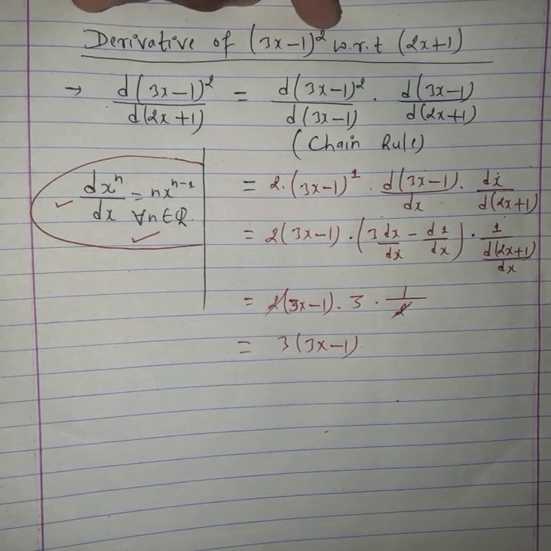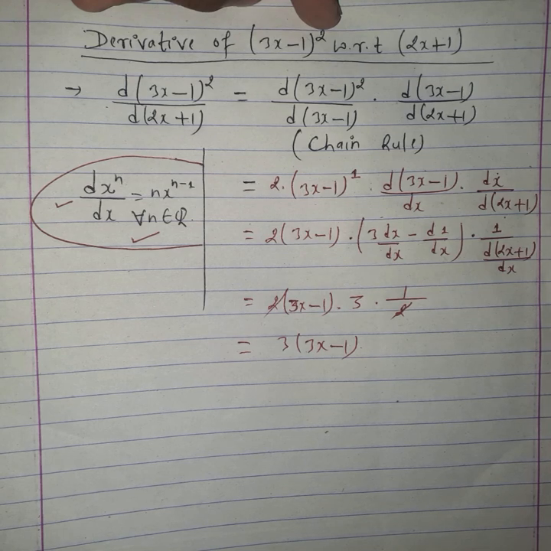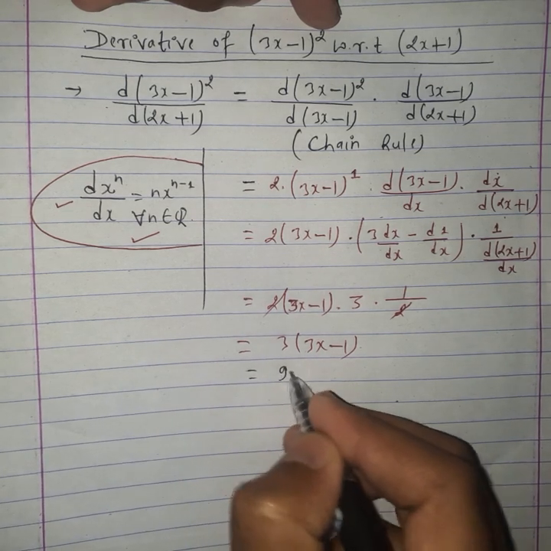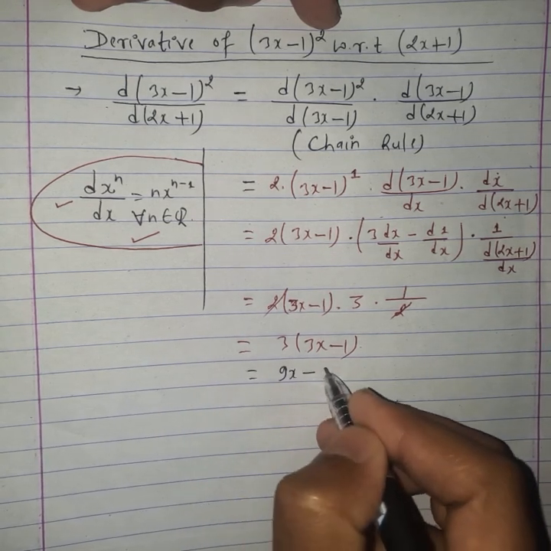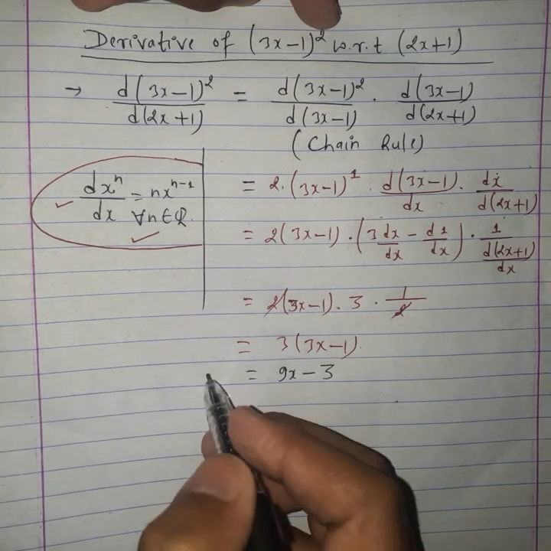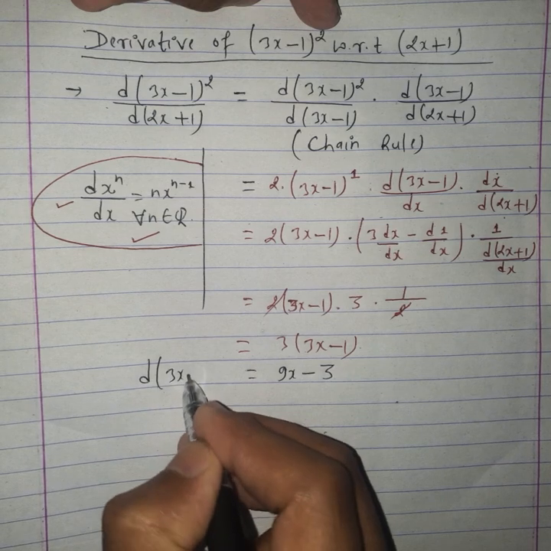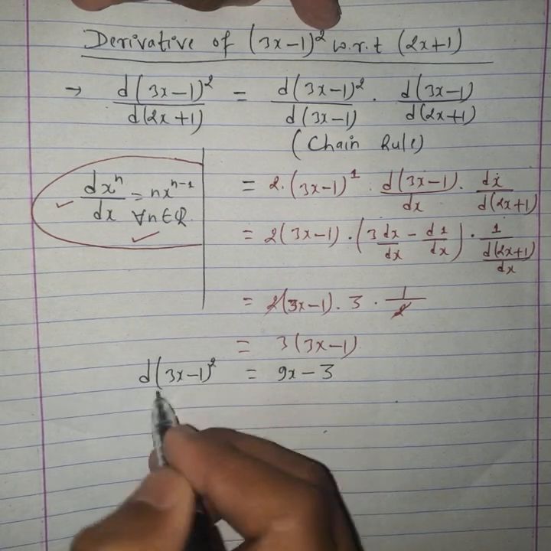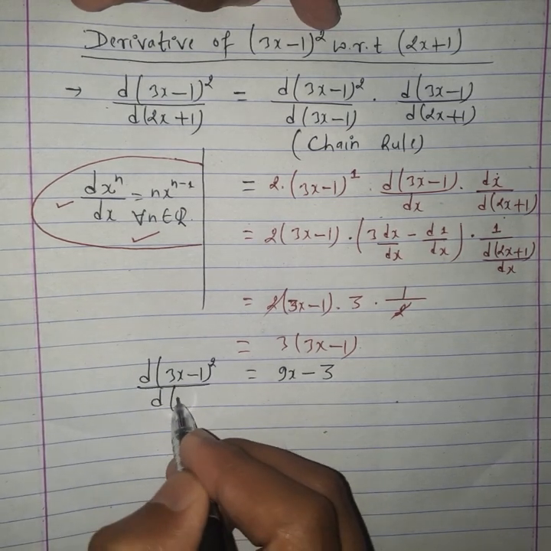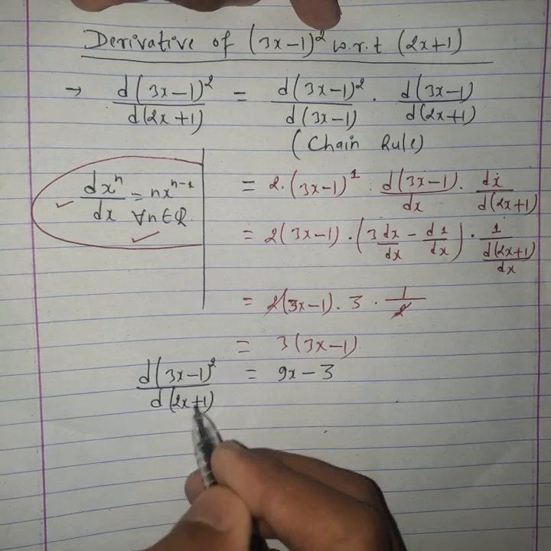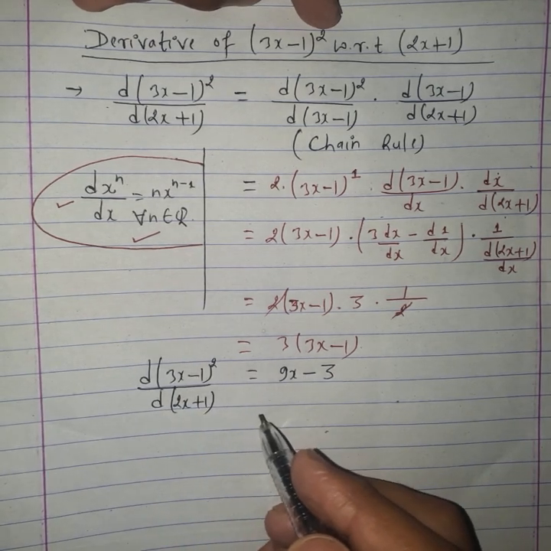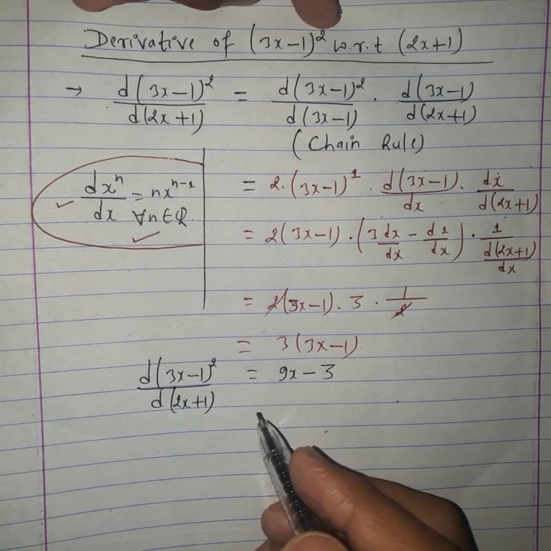Therefore, the final answer can be written as 9x minus 3. Finally, we obtain the derivative of (3x minus 1) squared with respect to 2x plus 1 as 9x minus 3. This is our final answer.